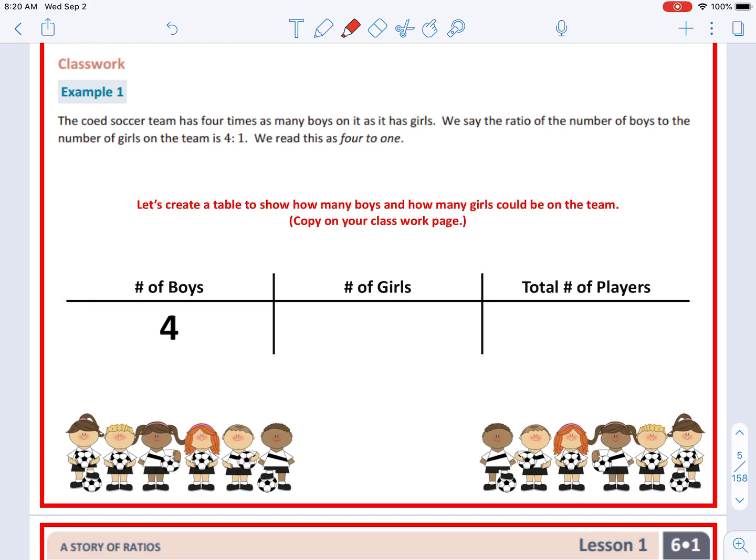Okay, so example 1, I want you guys to draw this table on your sheets of paper. Okay, so pause the video and take some time to draw this. Okay, you should have paused your video. Okay, so I'm going to read through this. You should have drawn this little table at the bottom.